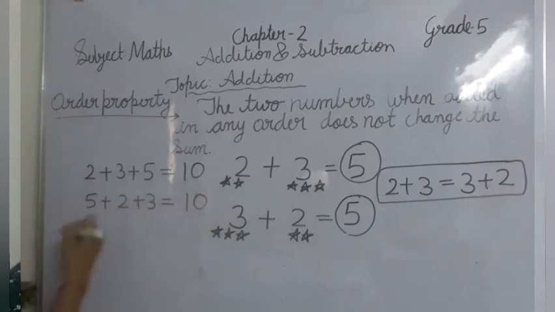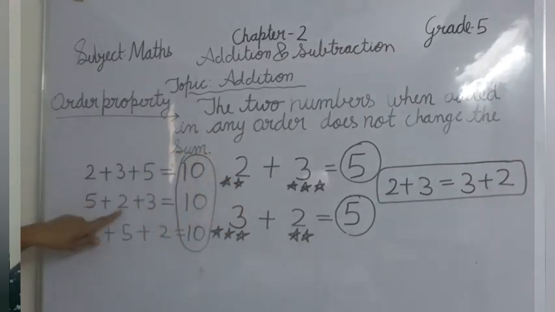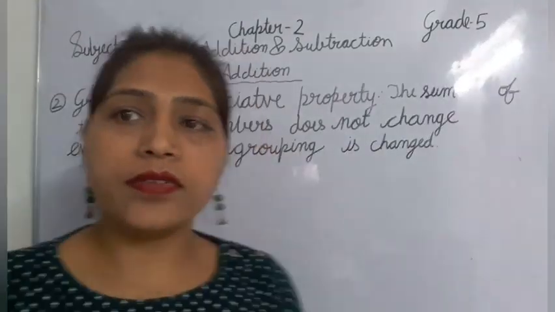So you will get the 10 again. If I am writing 3 here, 5 there and 2 there, also you will get the same. See, the answer is not changing here. If I am changing the order of a number, the answer is not changing. So this is called the order property of the addition. Start with the second property.